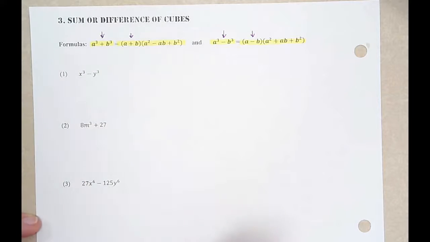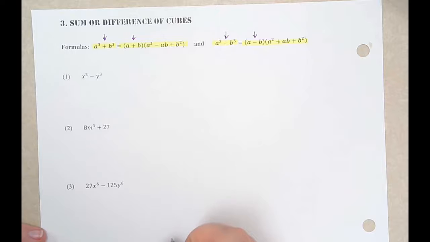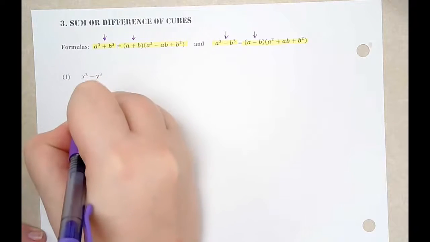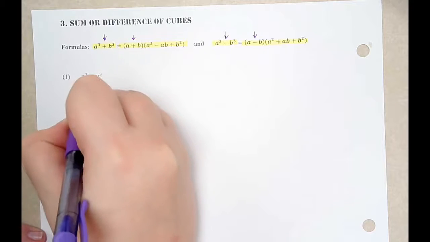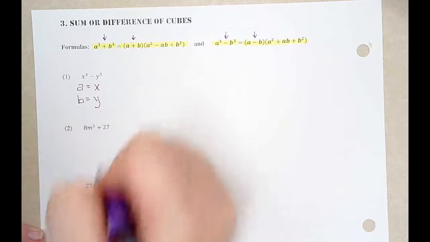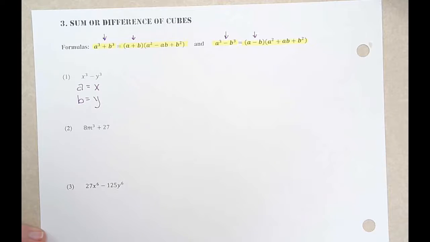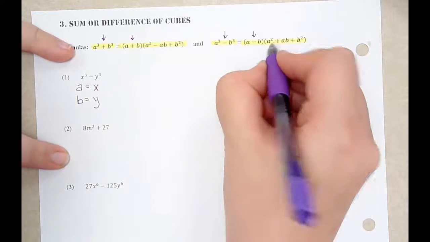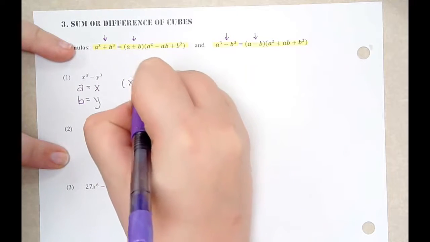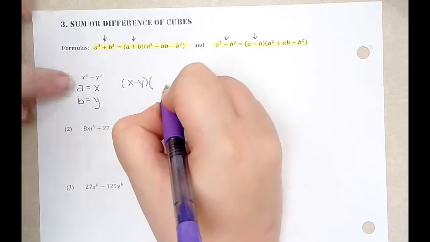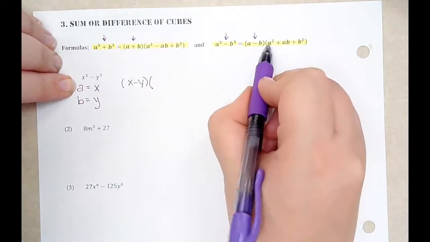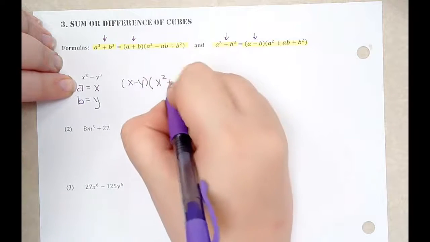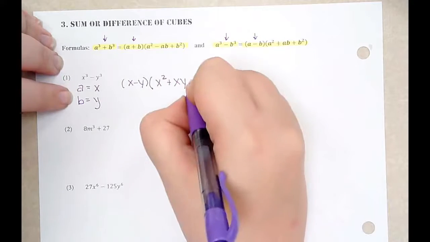Alright, this first one, we notice it's in the a cubed minus b cubed form. So we start by finding our a, which is x, the uncubed version. We find our uncubed version of b, which is y. And then when we plug it into this form, we say, well, x minus y times whatever this is squared. So we actually have to say x squared plus x times y plus y squared.